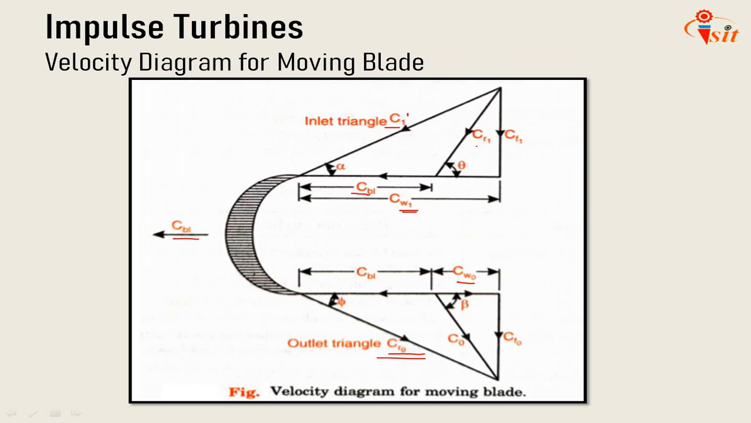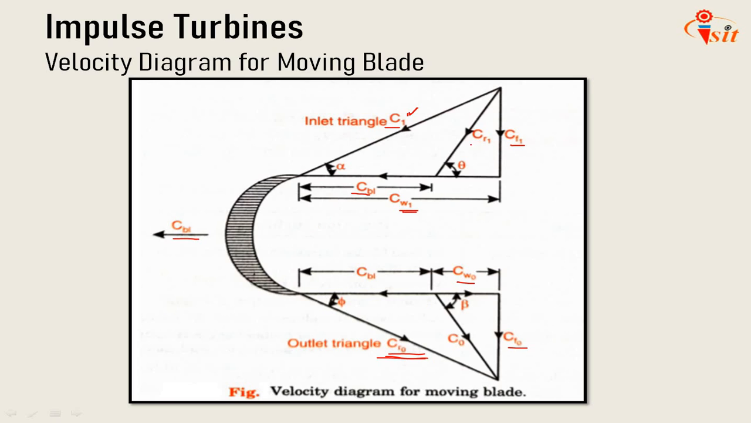Cf1 is the velocity of flow at entrance of moving blade. It is the axial component of C1. Cf0 here is the velocity of flow at the exit of the moving blade. It is also the axial component of C0.